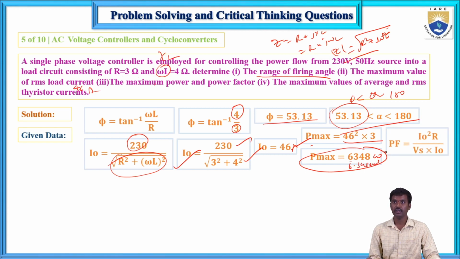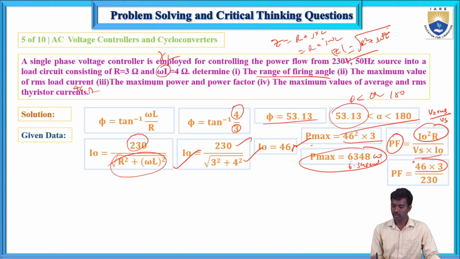And next, the input power factor equals I naught square into R divided by Vs into I naught. I naught gets cancelled, so I naught into R means V naught RMS, divided by Vs. So this is I naught into R by 230, the supply voltage. That value equals cos phi, which is 0.6.